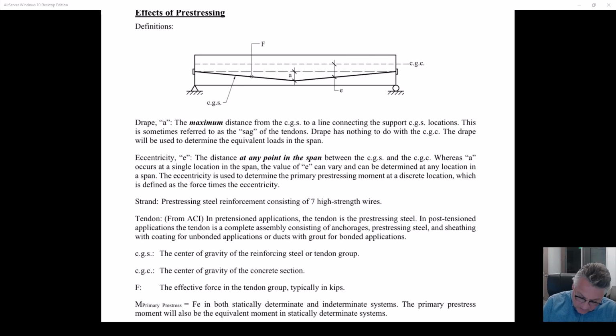And that is defined as the distance between the CGS and the CGC. So the eccentricity that we're going to talk about, and which is a very important part of the beginning of our class, is the distance between the CGC and the CGS, and there's an infinite number of it. It changes. As soon as you move over, you have a different E. So understand that.